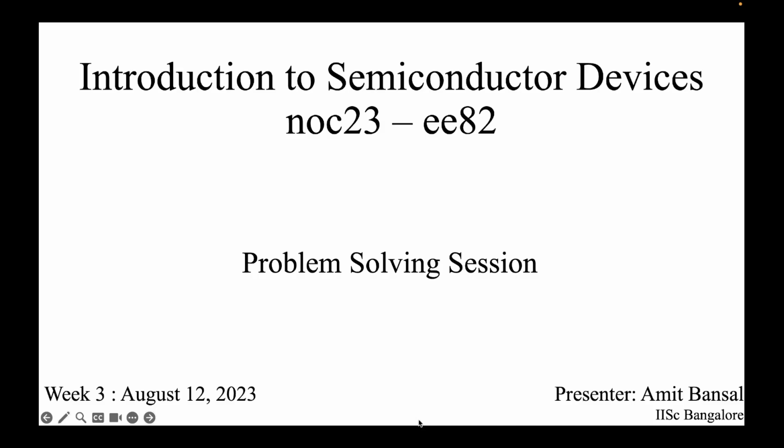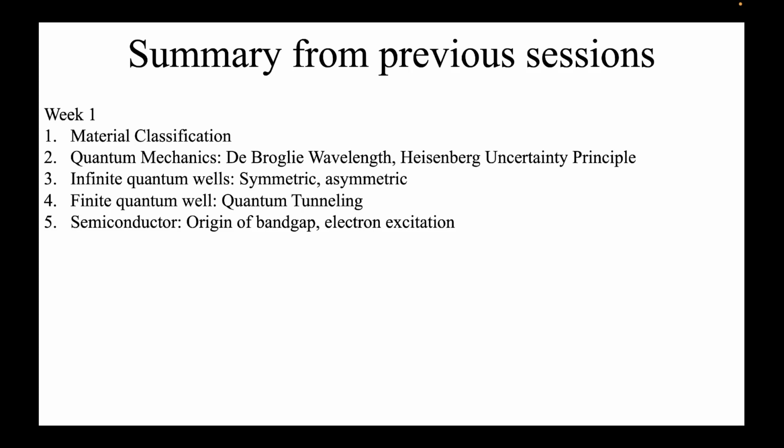All right, so let us start. Just before starting, let's quickly do an overrun of the previous sessions. In week 1, we talked about material classification, that is, primarily what makes a material a metal, insulator, or semiconductor. We zeroed in on the definition of electrical conductivity. Finally, we saw some basics of quantum mechanics, that is de-Broglie wavelength and the Heisenberg uncertainty principle.